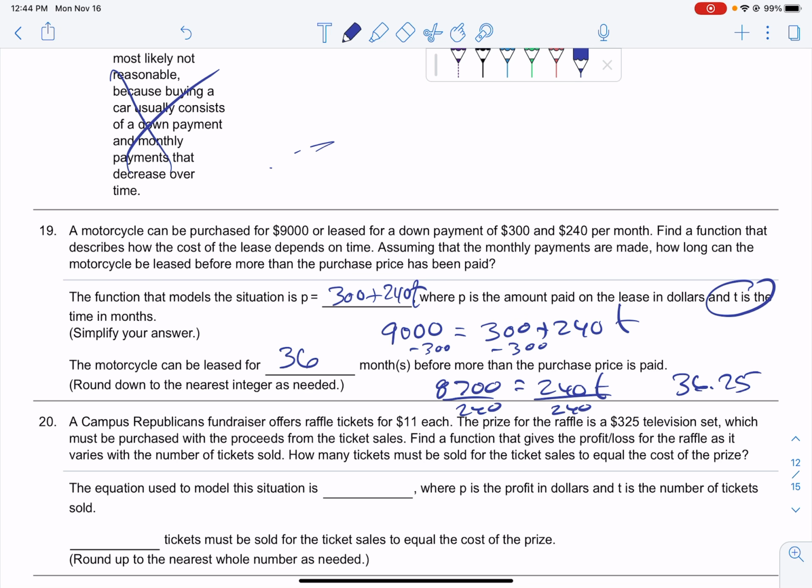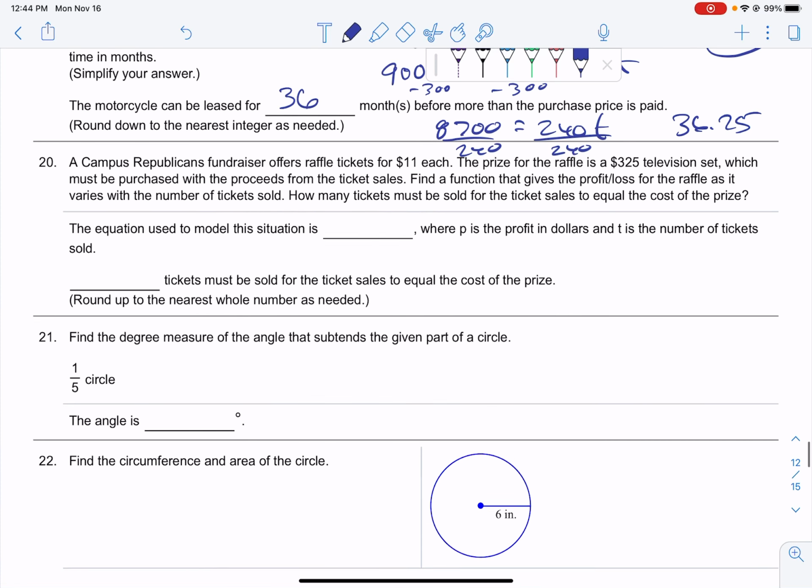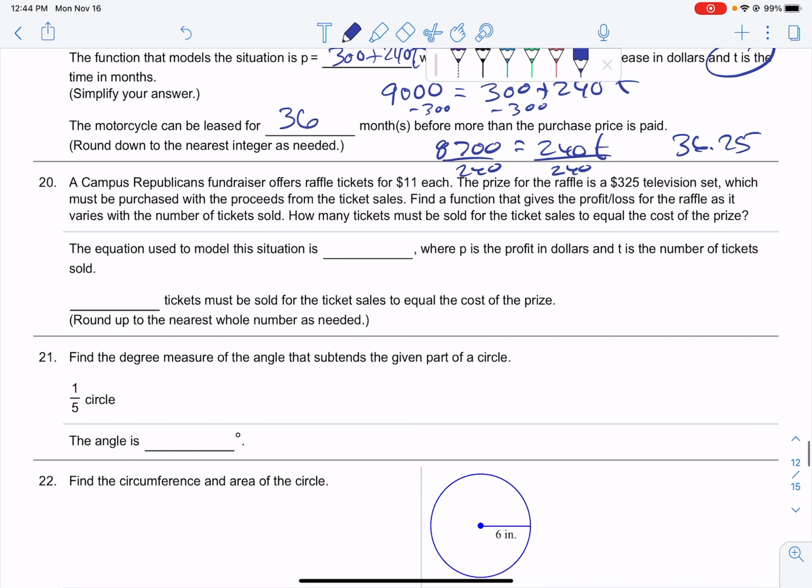So after 3 years, you might as well have just purchased the motorcycle. Okay, number 20. A campus Republican fundraiser offers raffle tickets for $11 each. The prize for the raffle is a $325 television, which must be purchased with the proceeds from the ticket sales. Find a function that gives the profit/loss for the raffle as it varies with the number of tickets sold. How many tickets must be sold for the ticket sales to equal the cost of the prize?